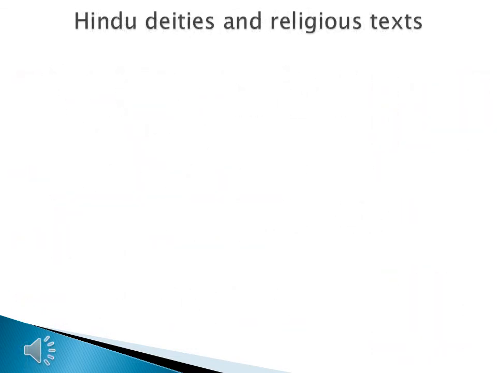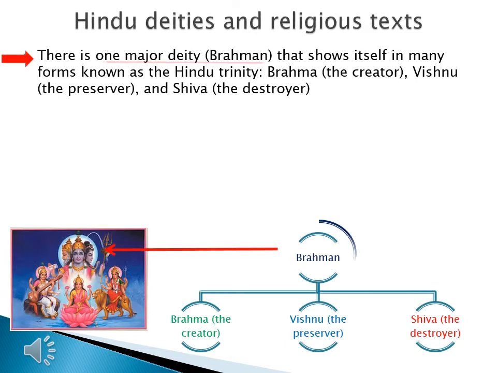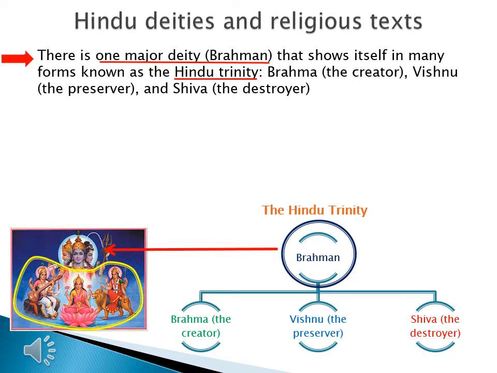Hinduism is the world's oldest recognized religion and possibly the most complex as well. It is not a monotheistic religion, but it might not be a polytheistic religion either. So here's how it works. There is one major deity called the Brahman that shows itself in many forms. The Brahman is like the universe. It's the spirit around us. It shows itself in the forms of three gods called the Hindu Trinity. The Trinity includes the Brahma, the creator, the Vishnu, the preserver, and Shiva, the destroyer.